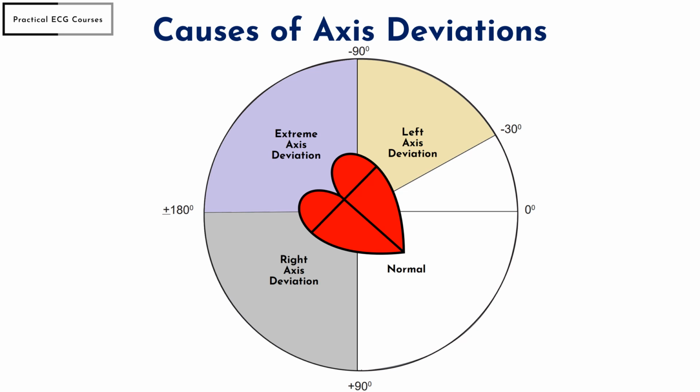Now, before we move on to the commoner right and left axis deviation, let's quickly discuss extreme axis deviation, because it has only two causes which are relevant to us in the A&E.